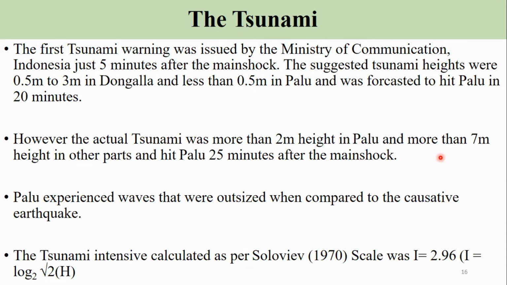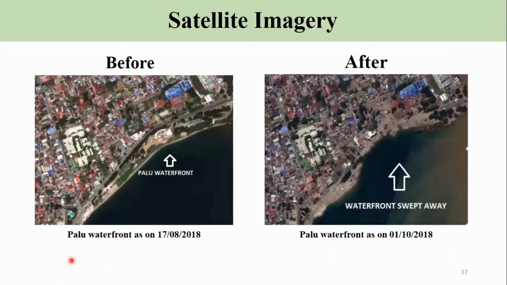There was a reason why Palu Bay experienced waves that were outsized compared to the causative earthquake, and as already mentioned, the significant reasons were submarine landslides and the shape of the bay. And the intensity of the tsunami calculated on the Soloviev wave scale was around 2.96 according to this equation, where h is the mean tsunami height on the shore.